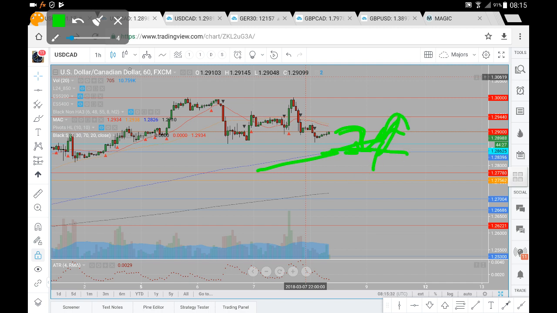If, however, we don't see the buy side momentum off this 128.39, we're looking for price to head down towards that 127.78. And with that said, that pretty much wraps up the US dollar CAD analysis.